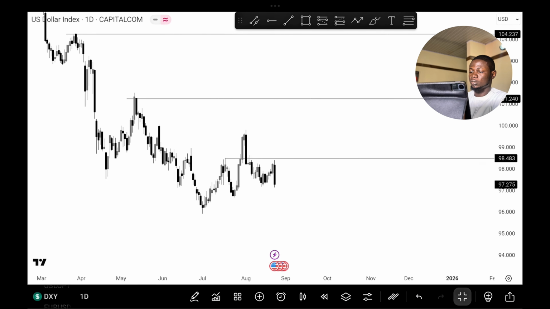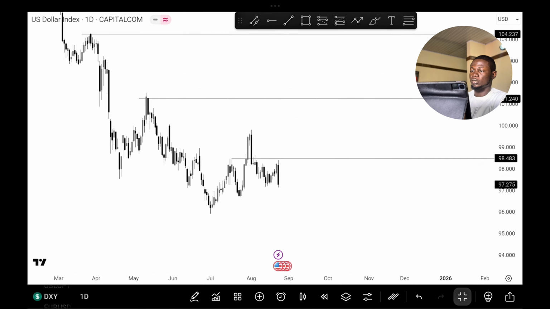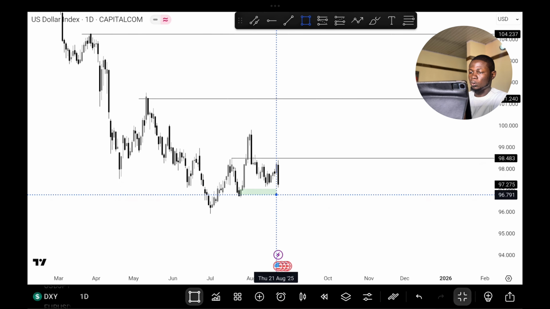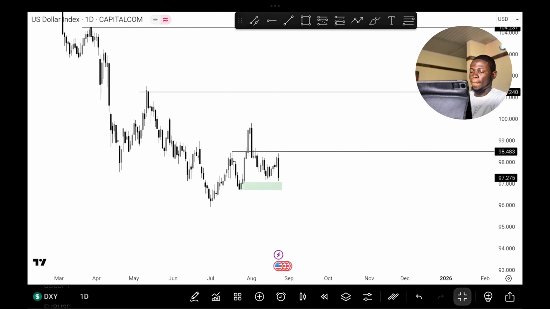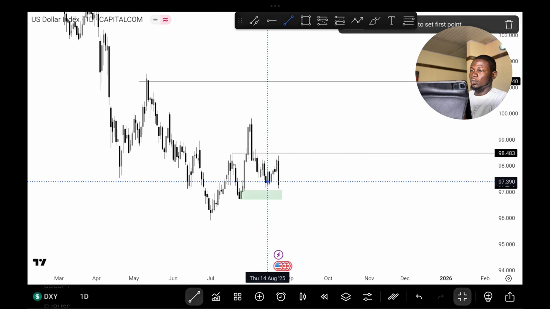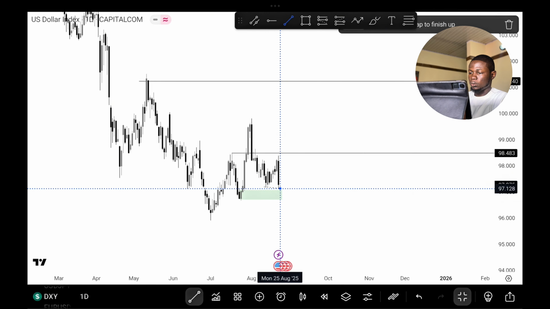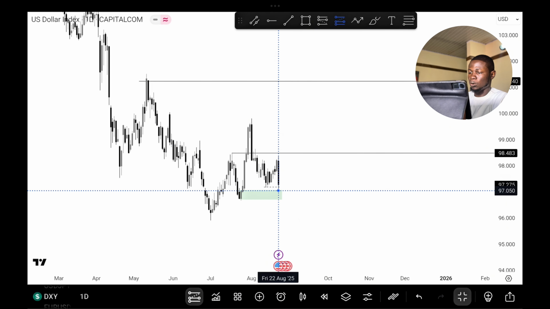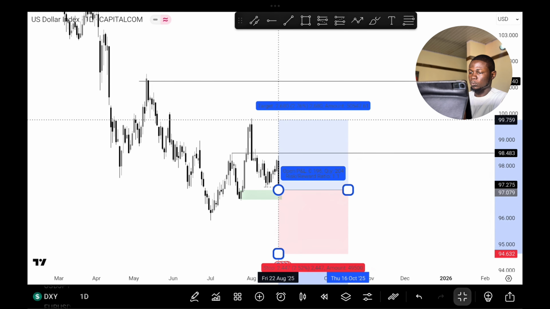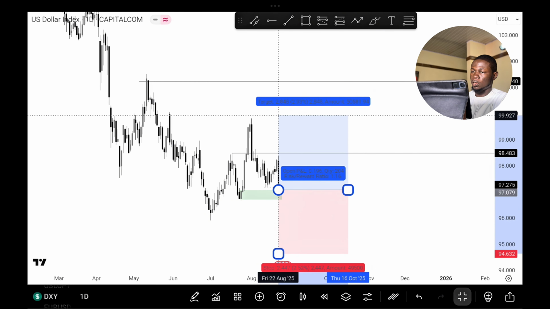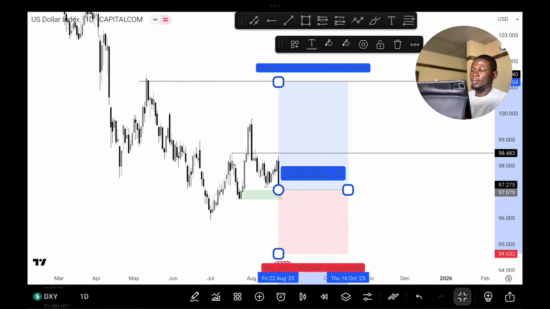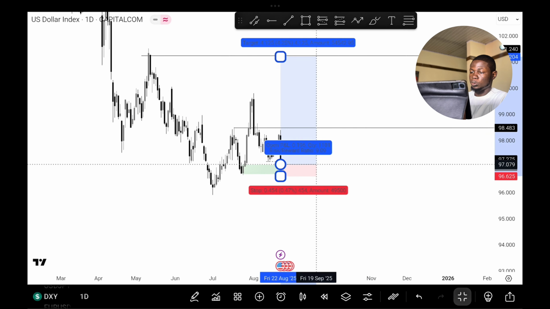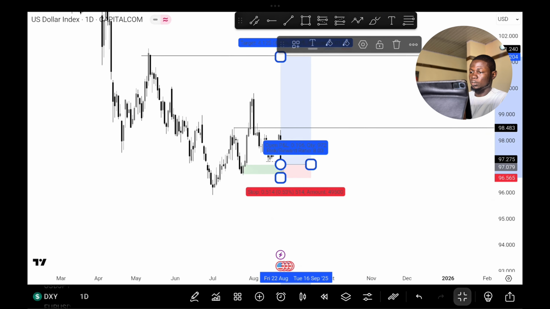Now let us zoom into this chart. Looking at this angle, this is my order block, and this is the engineered liquidity. Do you understand? The engineered liquidity. Now I'm looking to long DXY from this angle, targeting here, or you can target here, but we'll be taking partials. I want to be taking partials in this trade. This is about 9 hours.